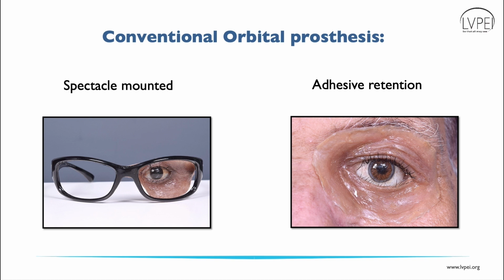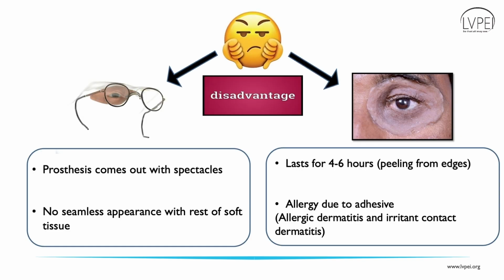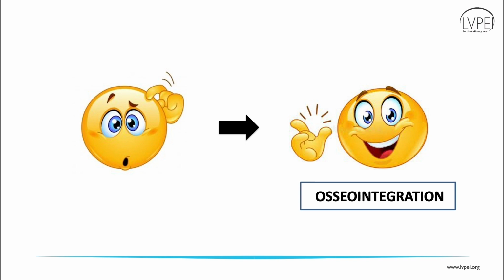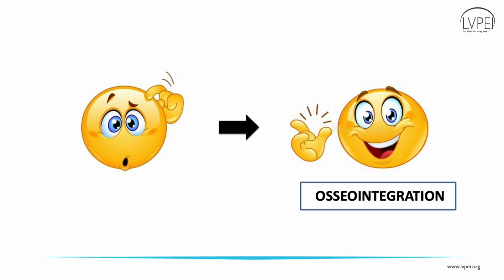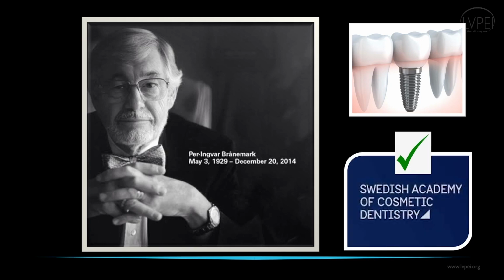The conventional orbital prostheses are of two types: one, spectacle mounted, and two, adhesive retention, but they have their own disadvantages. These pitfalls led to the idea of osseointegration of orbital prostheses. Now, what is osseointegration? Way back in the 1960s, a Swedish physician and researcher, Professor Brånemark, discovered that when titanium rods are passed into a rabbit's tibia, it became one with the bone and inseparable once the healing occurred. This integration of bone with the titanium implant is called osseointegration.